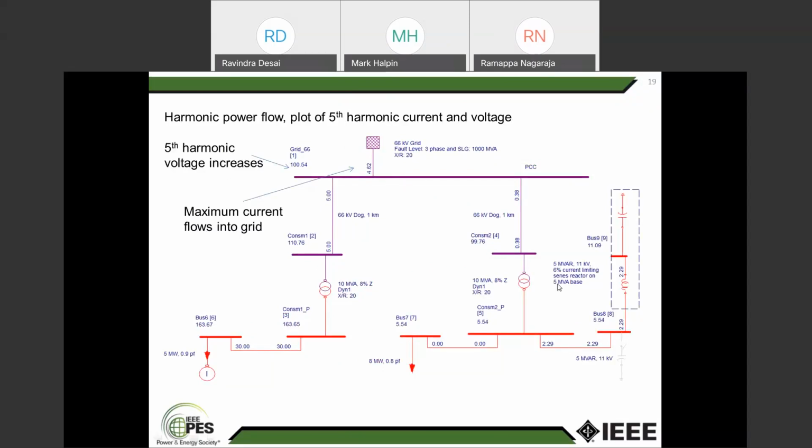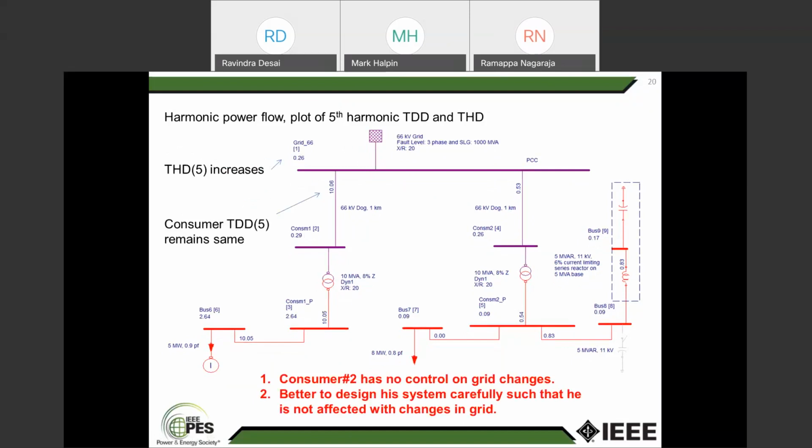Now, if you see the current drawn by the consumer 2 from the PCC, the fifth harmonic current is very minimum. Fifth harmonic current is very minimum. Fifth harmonic TDD and also THD, therefore, fifth harmonic voltage here from 0.1 has become 0.26. Current distortion here has come down. Current distortion here has come down.